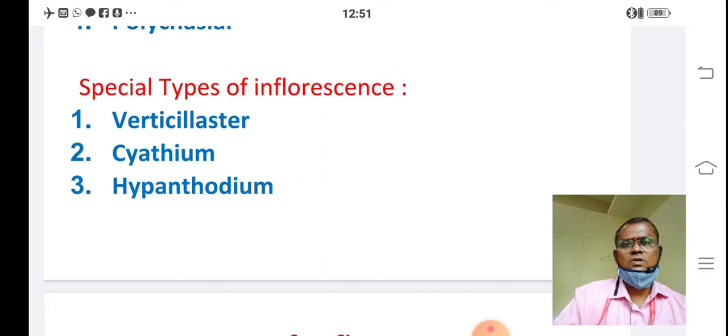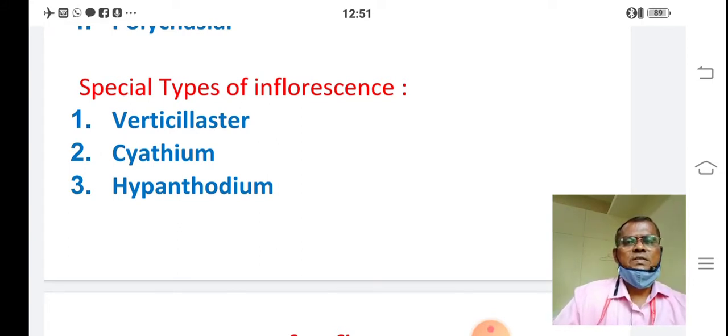So cyathium means Euphorbia, Poinsettia, the red leaf, they say. So stamen is one and there is a cup shape. So we are going to see the photographs later on. So I am just recalling which theoretical part is covered.